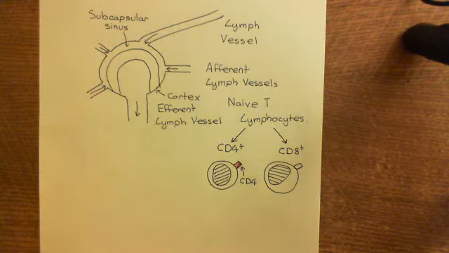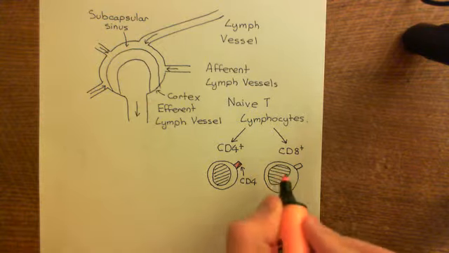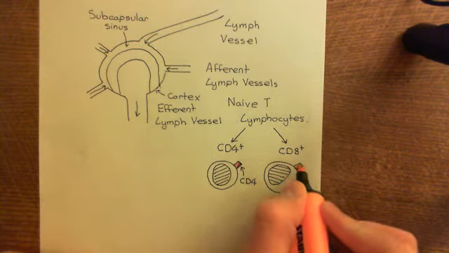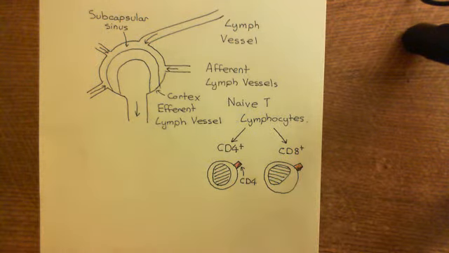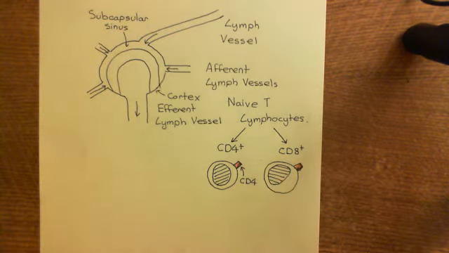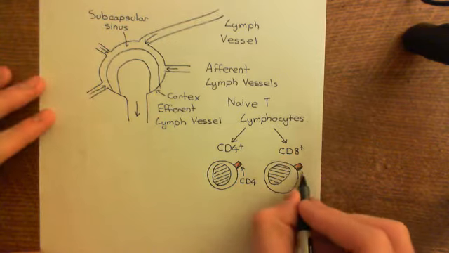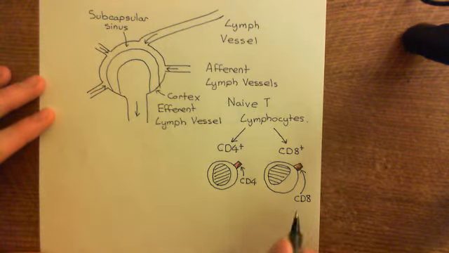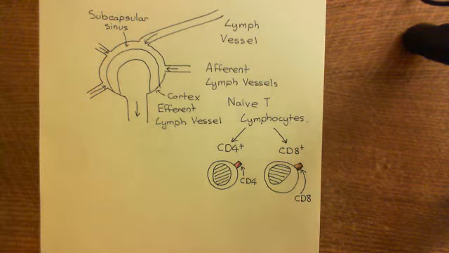Now, mature T lymphocytes do not have both CD4 and CD8. They have one or the other. They either have CD4 or they have CD8. There's no breaking of that rule. You have one or the other. You do not have both. So in the cortex you have a huge number of T lymphocytes. Loads of them will be CD4 and loads will be CD8.